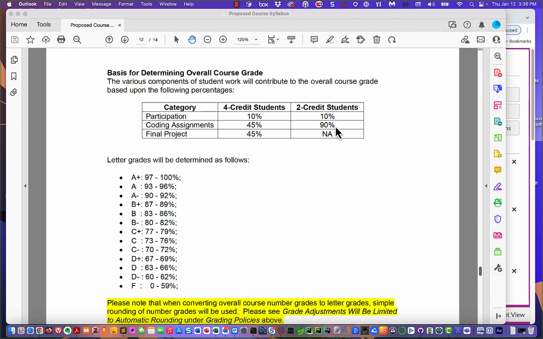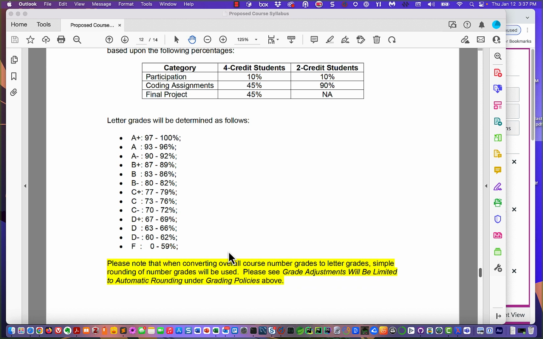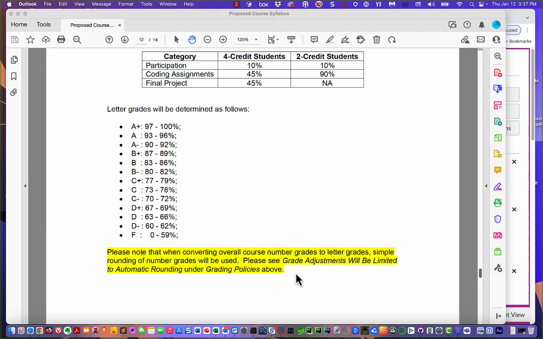If you're taking it for 2 credits, participation is 10% and coding assignments are 90%. Your grade will be rounded to the nearest whole number, and then we're going to use this table to figure out your letter grade. This is a table that's used pretty widely in high school. Regardless of how close you are to the next grade level, the only adjustment that I will make is rounding the number grade to get a whole number. That's it.